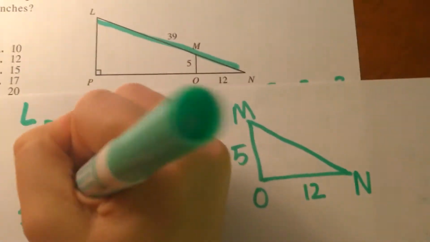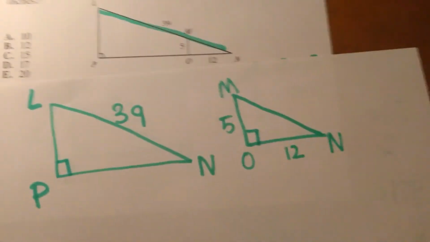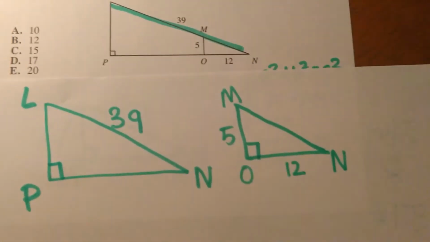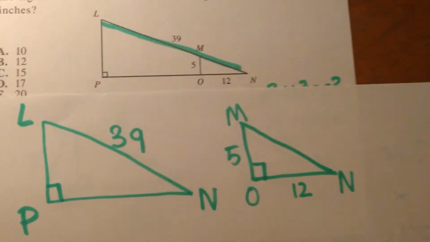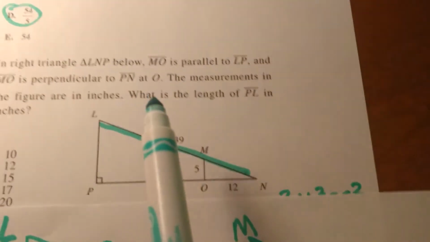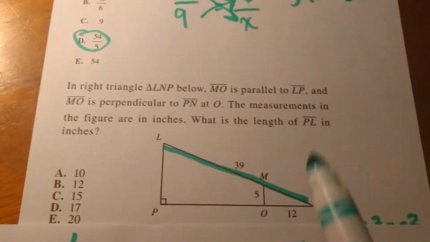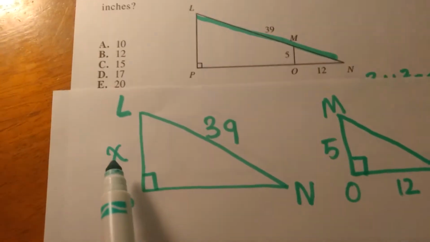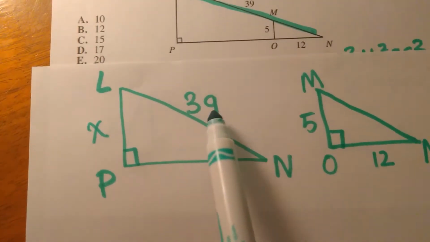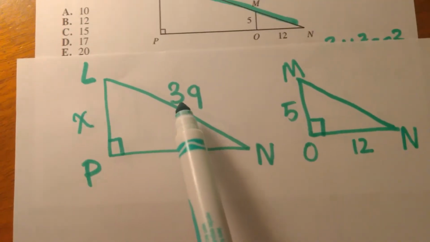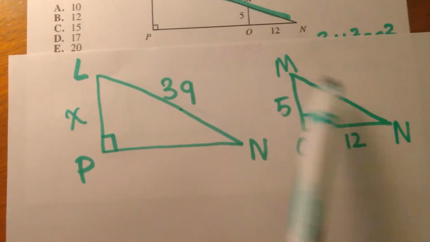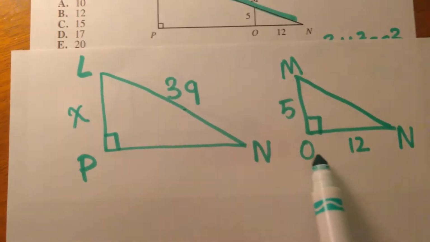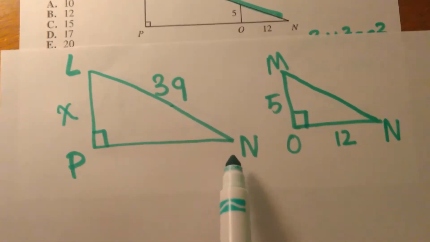These two triangles are proportional. It tells me that they're perpendicular, so I know those are two right angles. The tricky thing about this problem is that we go back up here, it is asking us what is the length of PL. So I want to know what this side is. And if you look, I don't have any corresponding ratios. I know what 39 is here, but I don't know what the hypotenuse is over here. I know ON, but I don't know PN.